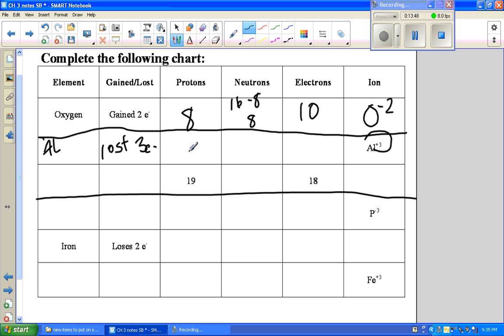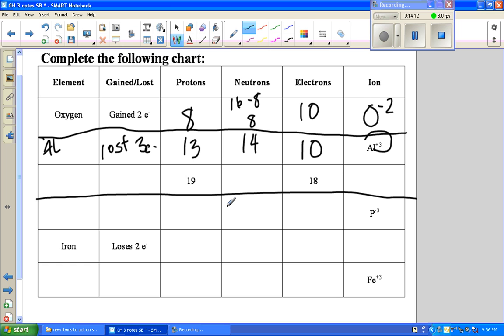This has nothing to do with the number of protons, so its atomic number is 13. I do my subtraction. Mass number subtract atomic number will give me 14. My electrons now, if it was neutral, it would have 13 electrons. However, it lost 3, so now I only have 10 electrons. So go ahead and see if you can figure out the rest of this chart.